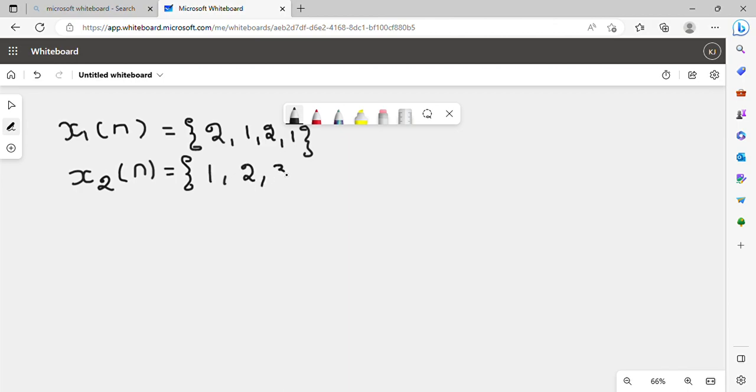So this one we did using the concentric circle method yesterday. But now we are going to get the same resultant. That is, we got the resultant as 14, 16 and 14, 16. That is x3 of n is equal to x1 of n into x2 of n. That we got as 14, 16 and 14, 16. So you're going to get it by using the DFT and IDFT methodology.